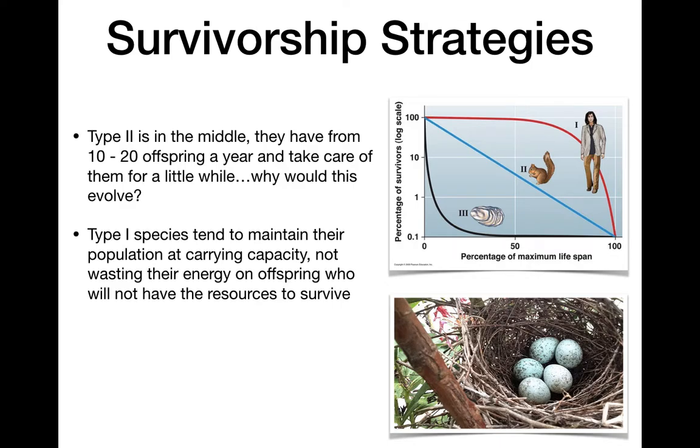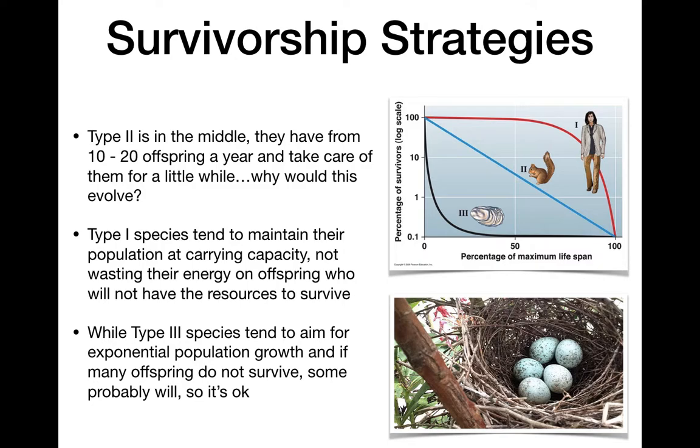Okay, so a way to connect this back to ecology is to think about carrying capacity and population size. In type 1 species, they tend to maintain their population at carrying capacity, so at the level that the ecosystem can sustain. So they don't waste energy producing offspring that aren't going to have the resources to survive. They only produce as much as to maintain at that level, maybe a little bit above, but it'll shoot back down again. They don't go crazy above carrying capacity.